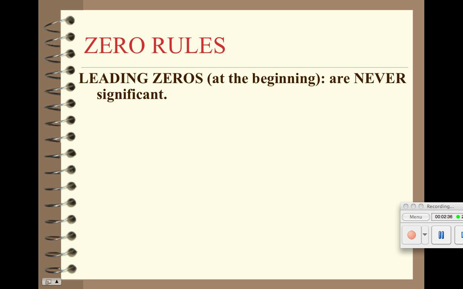Well, first, leading zeros that I find at the beginning of a number are never significant. So to give you an example, in this particular number that I've written down, it could be a measurement that I've taken, all of these leading zeros at the beginning are not significant. So this particular number has only two significant digits, the 2 and the 7, the non-zero numbers. Remember, non-zero numbers are always significant.